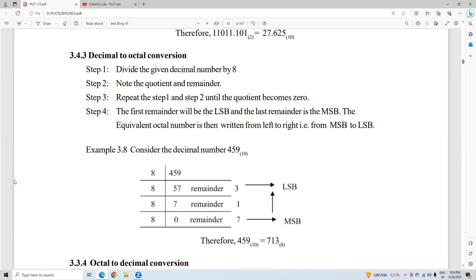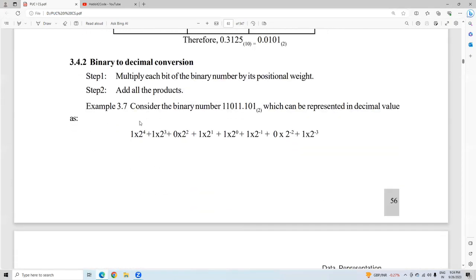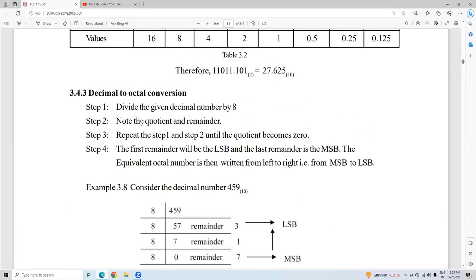So let us continue the topic. The last part we studied up to binary to decimal conversion, and now we are moving with decimal to octal conversion. So what is the procedure? Divide the given decimal number by 8, note the quotient and the remainder. Repeat steps 1 and 2 until the quotient becomes 0.